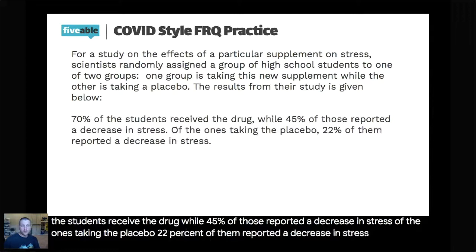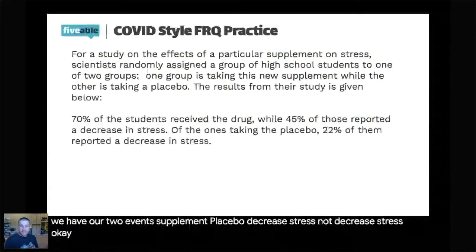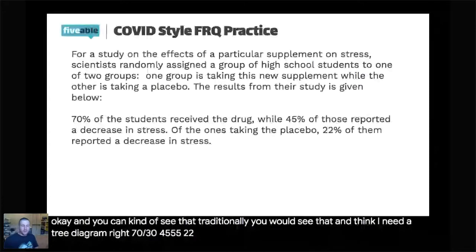All right, so we have our two events. Supplement, placebo, decreased stress, not decreased stress. Okay, and you can kind of see that. Traditionally, you would see that and think, I need a tree diagram, right? 70, 30, 45, 55, 22, 78. And that would be kind of the way that you would approach that.